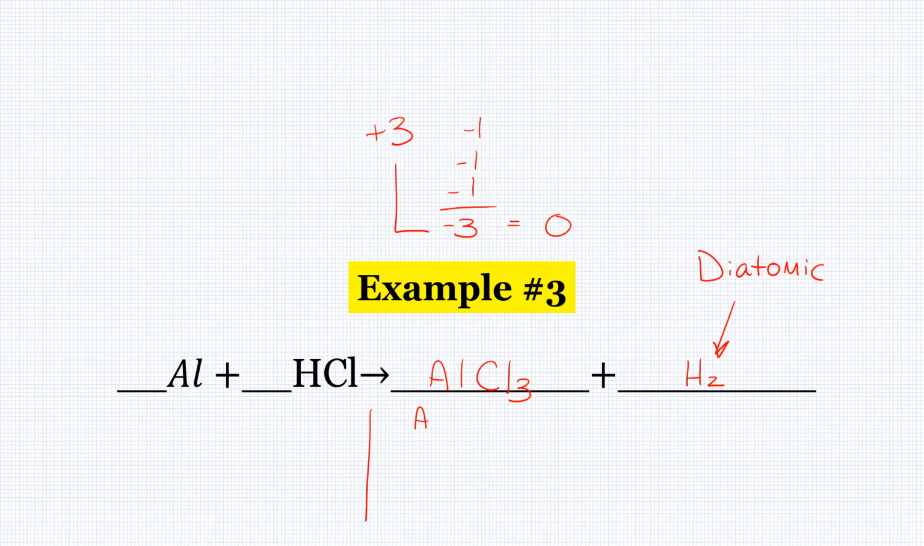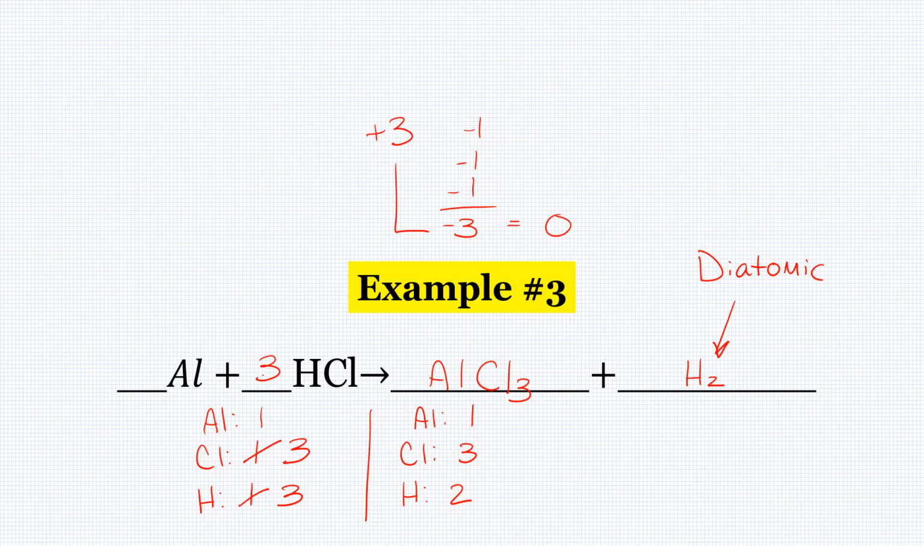All right, so we have aluminum, we have chlorine, and hydrogen. So I see 1 aluminum, 3 chlorines, 2 hydrogens, and then on the reactant side, it's 1 of each. So I'm going to start by balancing my chlorine. So I'm going to put a 3 in front of my HCl. So now I have 3 hydrogens, 3 chlorines. So that's good. Aluminums are balanced, and I need to balance the hydrogens.